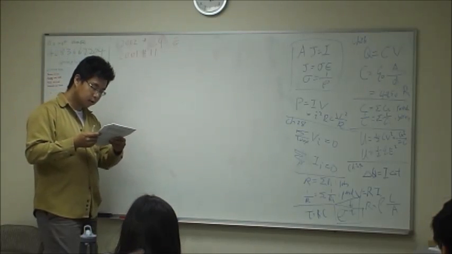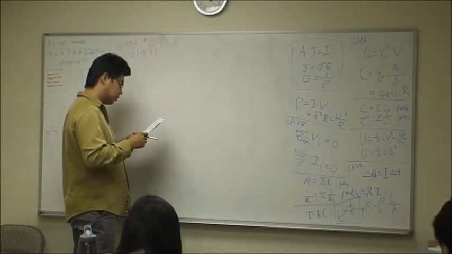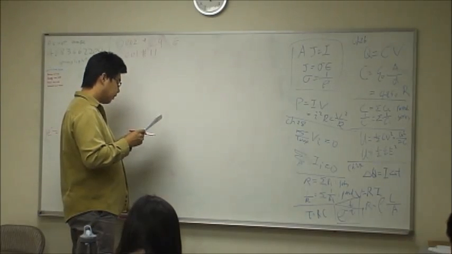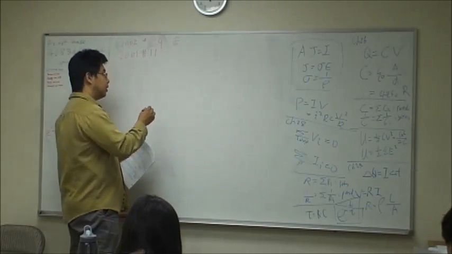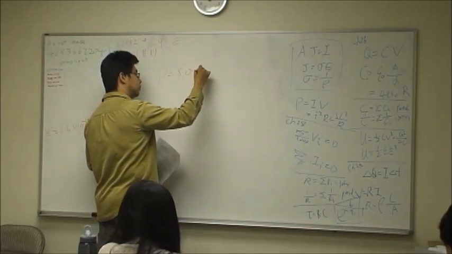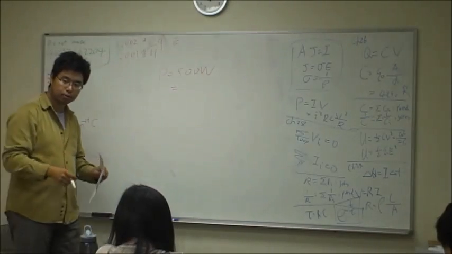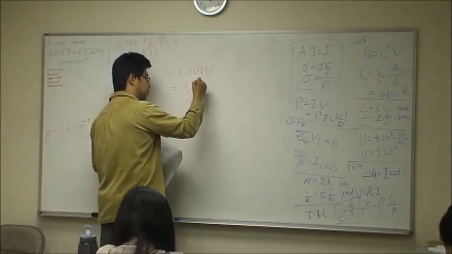Okay, so let's do it together. This one is a little bit tricky. It talks about a 500 watt power light bulb, right? So the power is about 500 watt. P is equal to what in terms of circuit? V times I, right?